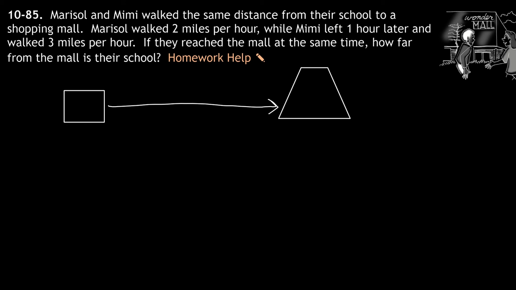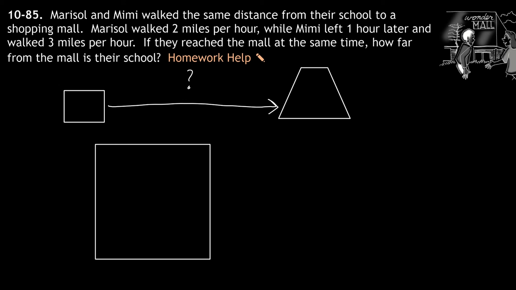Marisol walked 2 miles per hour, while Mimi left 1 hour later and walked 3 miles per hour. If they reach the mall at the same time, how far from the mall is their school? Okay, so this is one of those situations where I just start thinking about things and trying things. I don't know that I have a perfect plan, but I do know that I see the two quantities.